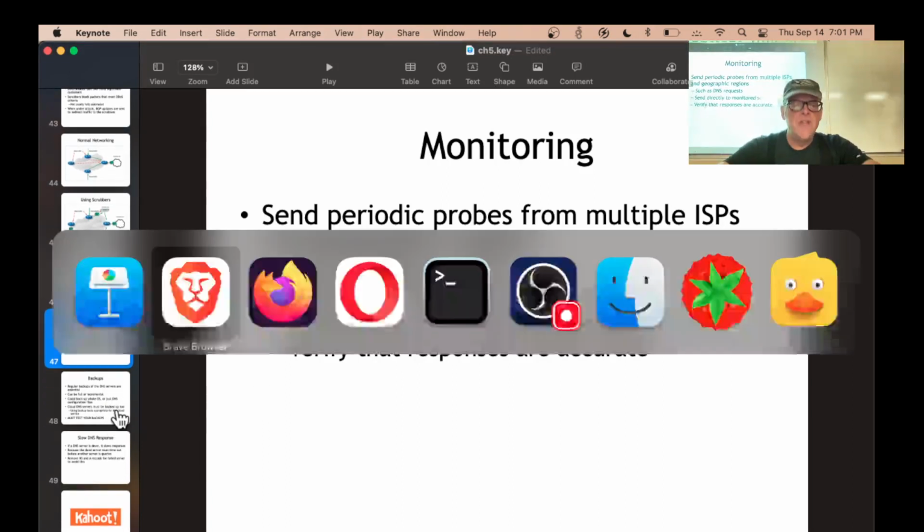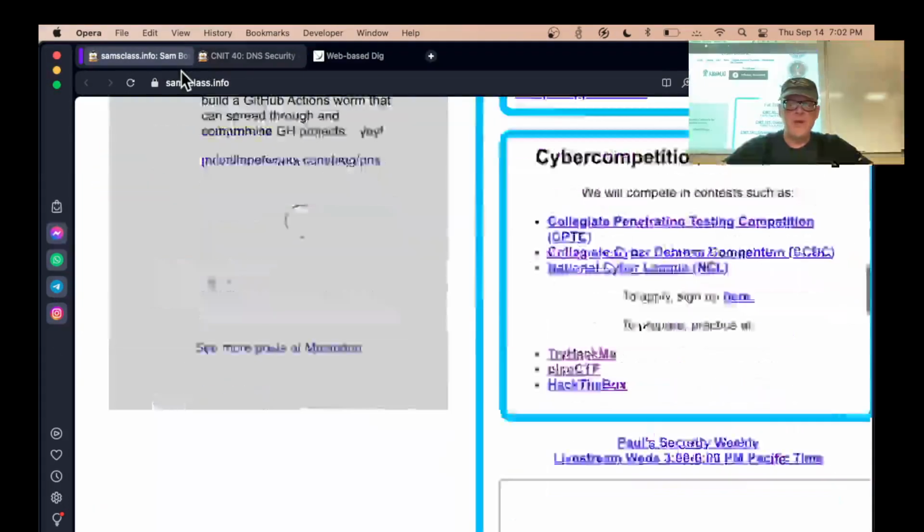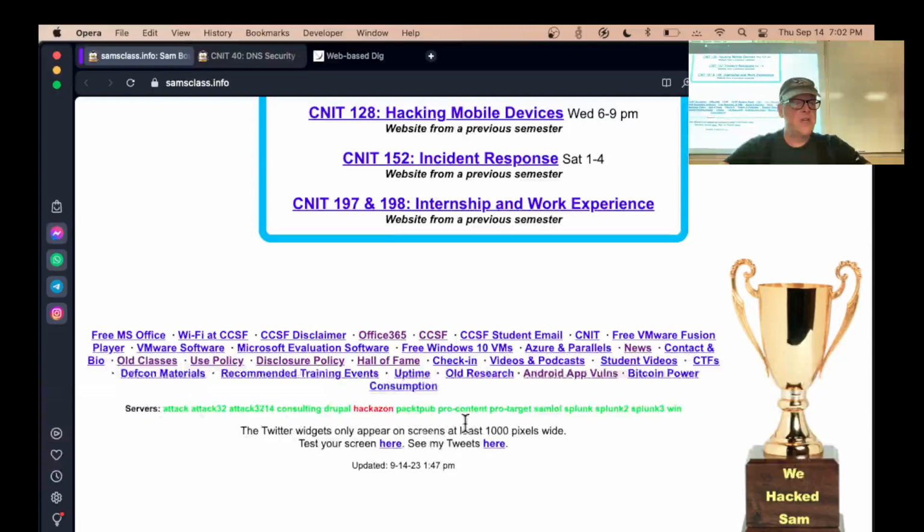I've got one, for example, on my homepage. If you go to samsclass.info, and go to the bottom, here are my servers. It tells you which ones are up. The green ones are up, the red one is down. My Hackazon server's been down, I'll have to fix that sometime. There's a service you can sign up for that will just do this. There are tools that will just probe your service and tell you.